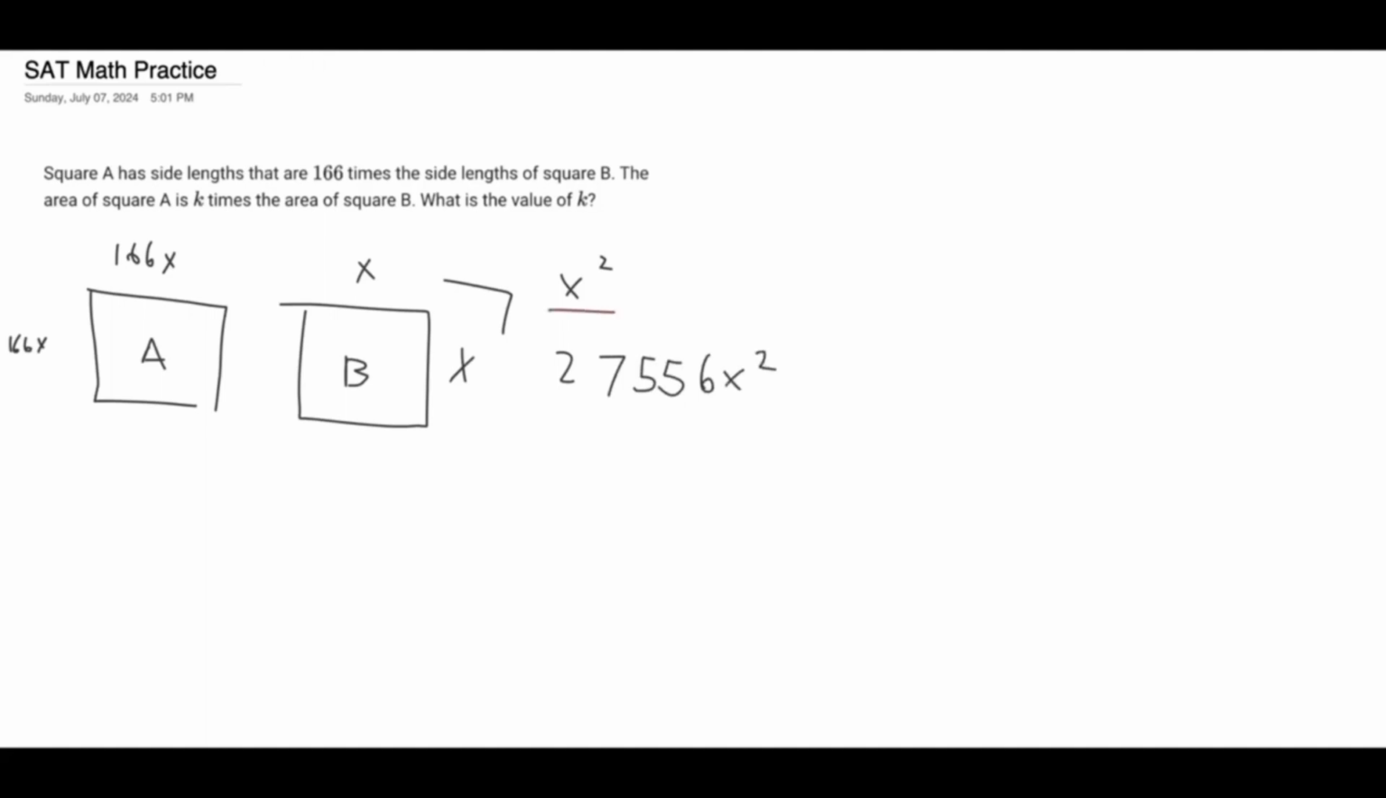All right, so now we want to compare these two numbers, right? Because this is the area of square B, and then the one on the bottom is the area of square A. So how can we compare? Well, we can just plug in a random value for X.